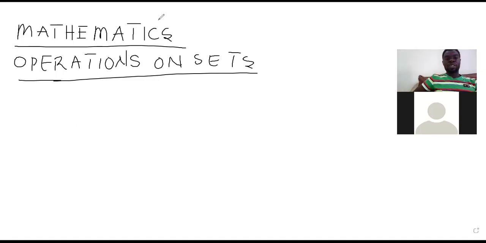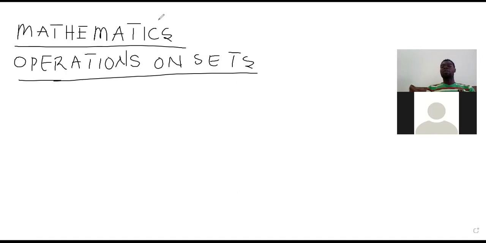Good. We're looking at operations on sets. Before we start with the operations on sets, we discussed the meaning of sets yesterday. We did mention that a set is a well-defined collection of objects. And we see that a set is well-defined because the objects or the members of the set are of the same kind, okay? And then we said that the objects of a given set are known as elements or members.